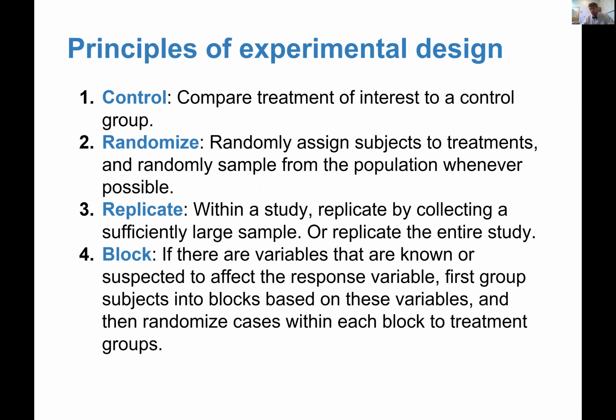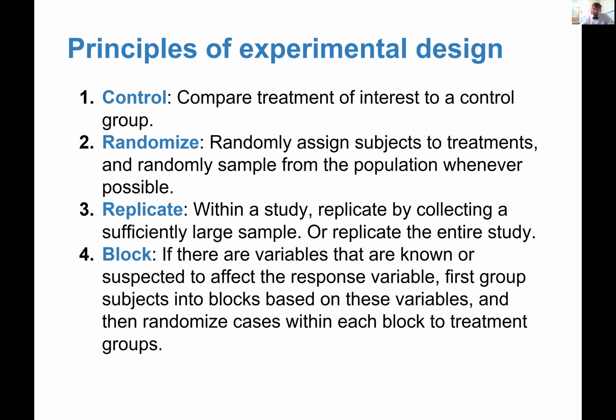Okay, randomize. A good experiment needs to have randomization. You have to randomly assign subjects to treatment, and it has to come from a random sample from the population whenever possible. As random as possible is maybe another way to say it. For a good experiment, you should be able to replicate it. So if it's true for one sample, it should be true for another sample.